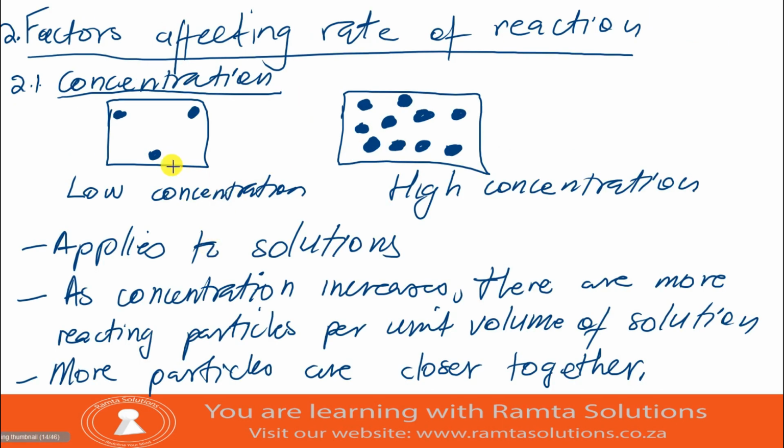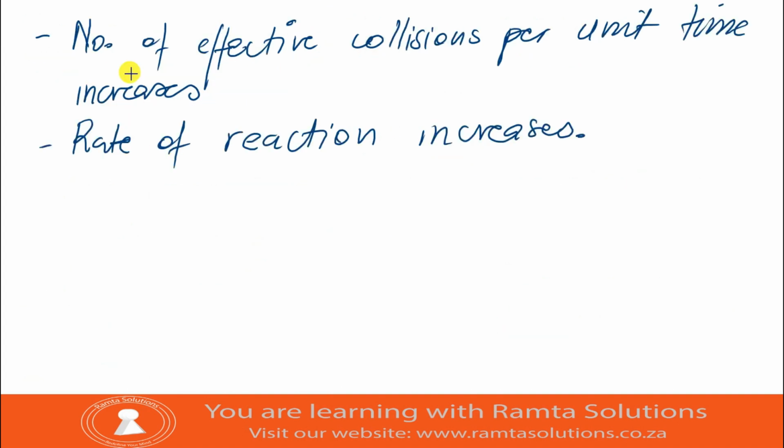You say, okay, when you increase concentration, there are more reactant particles per unit volume of the solution, and more particles are closer together. Then the number of effective collisions per unit time is increasing. Therefore, rate of reaction increases.